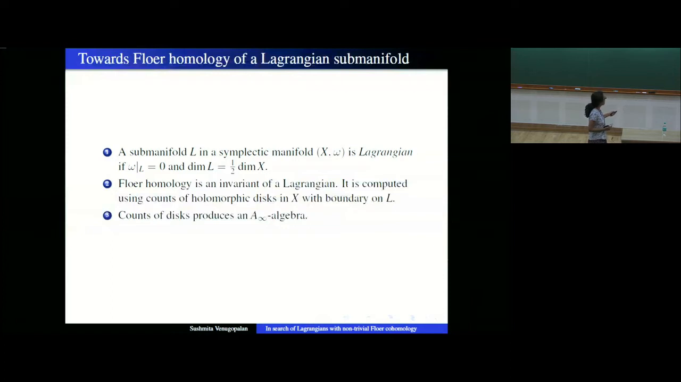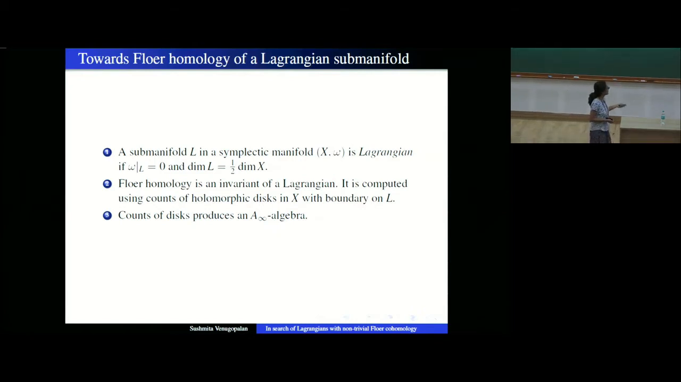Floer homology is an invariant of a Lagrangian, and it's computed using counts of holomorphic disks in X whose boundary lies on L. And the counts of disks can be given an algebraic structure, which is called an A-infinity algebra. So in the next couple of slides, I will try to tell you what an A-infinity algebra is.